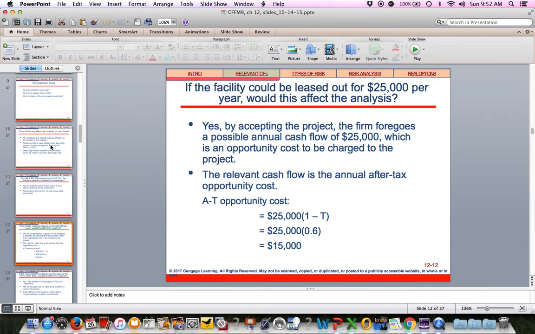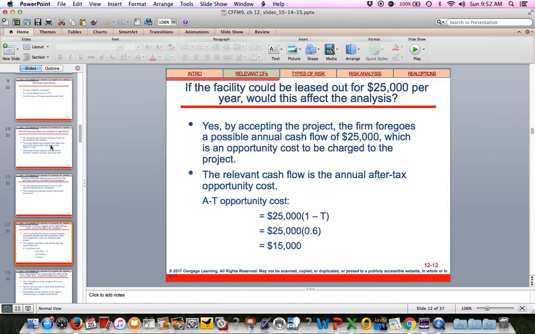Another hypothetical is we've got this empty space. We could fill it with equipment, or we could actually even just lease it to somebody. Maybe somebody comes to us and says, we need to expand. We don't want to build anything right now, but we know you guys have some empty floor space. Could we just lease it from you for a while? And we'd look at the cash flow, figure out what that would be. And so this example is, if we could lease that for $25,000 per year, would that impact the analysis? And the answer is yes.